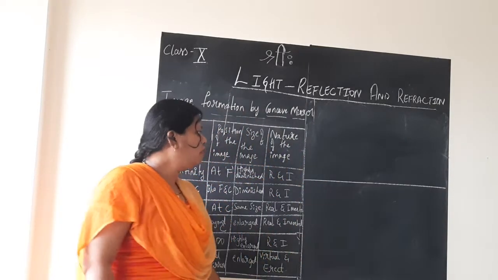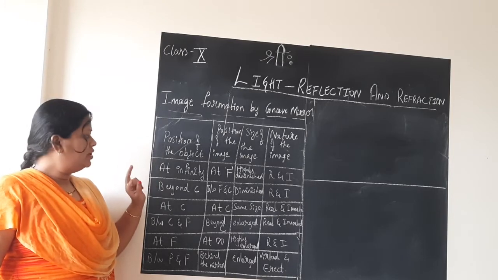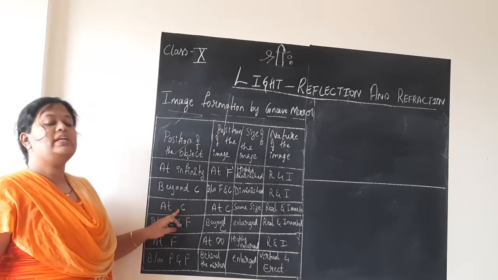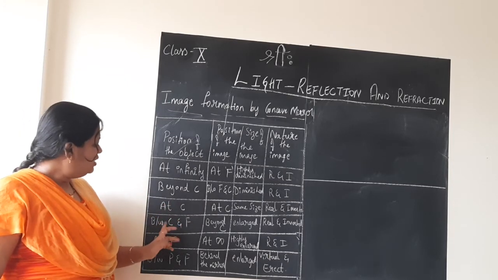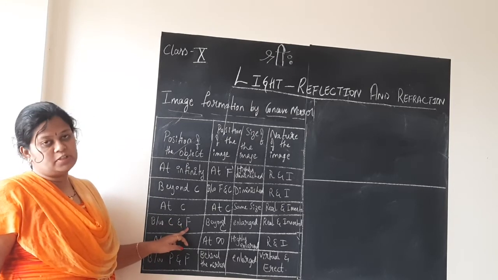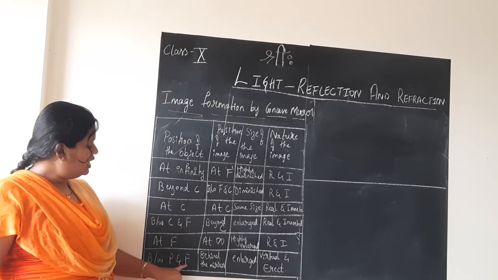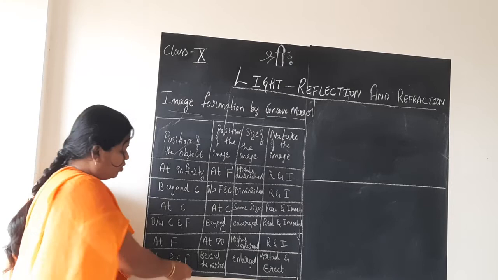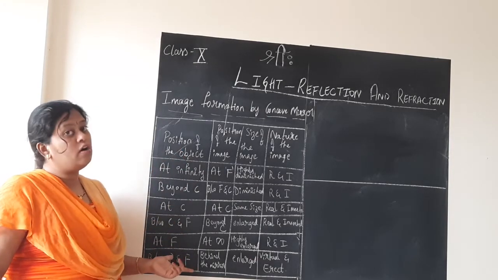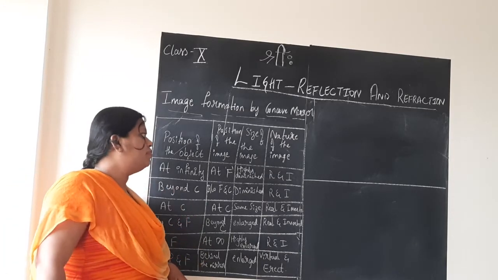So, what are the different positions of the object? At infinity, beyond C. What is C? Center of curvature. At C means at center of curvature. Between C and F, that is between center of curvature and principal focus F. At F, at principal focus. Between P and F, that is between the pole and the principal focus. These are the different positions of the object where we are placing the object.